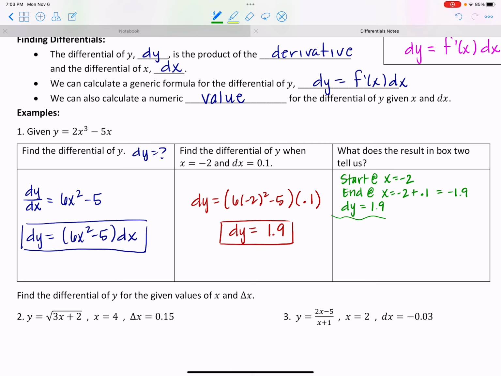So just to put it in words now, let's try to put some math there. What I would say is, if I started at x equals -2, or as x increases from -2 by 0.1 of a unit to -1.9, the change in y is 1.9, or y increases by 1.9 units. So as x increases by 0.1 of a unit, let's just say 0.1 units, just to make this a little more concise.